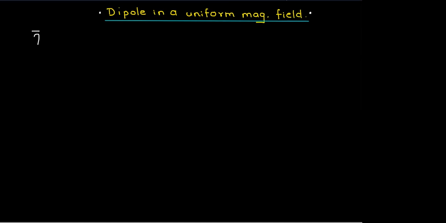First thing is torque. A dipole moment M experiences a torque of M cross B. Very similar to the expression for the electric dipole moment, which is P cross E.